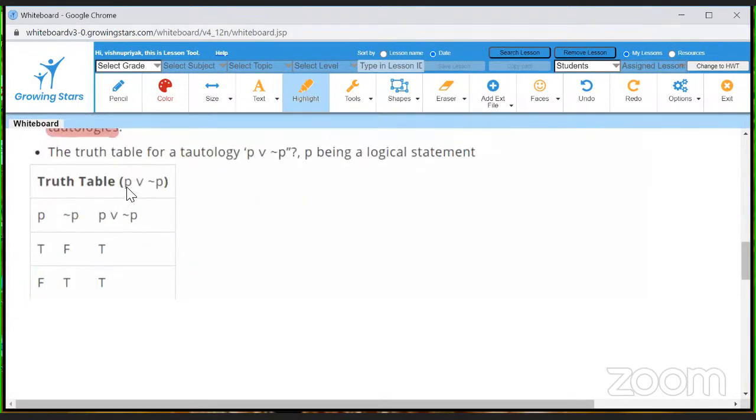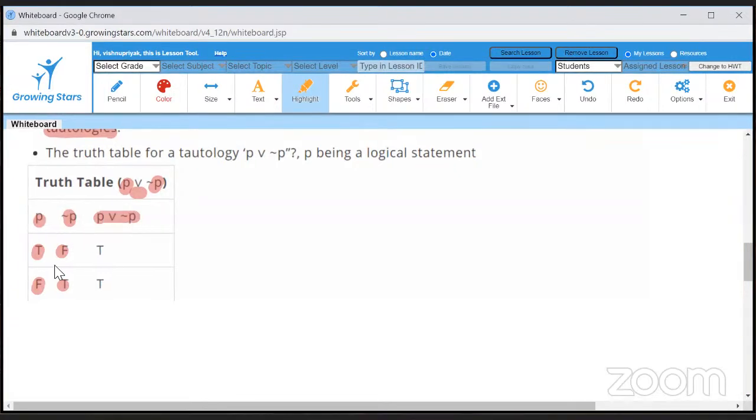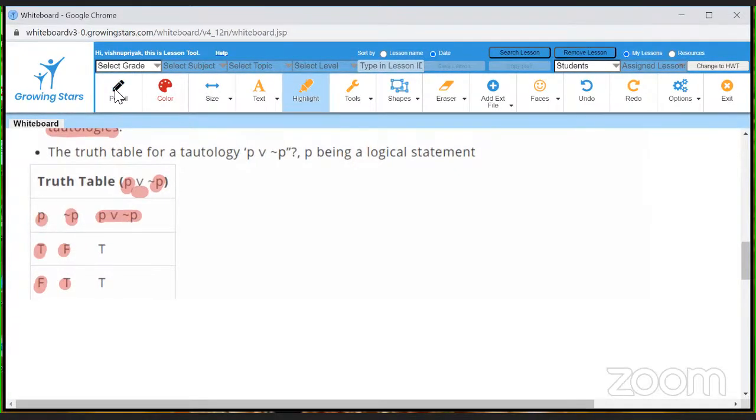Like you took P and not P, you are taking OR for it. First P: if P is true, not P will be false. If P is false, not P will be true. Now if you want to take OR for these two, P or not P, then because you have true and false, true or false will be true. False or true will be true. This you have to memorize because there is no easy rule.